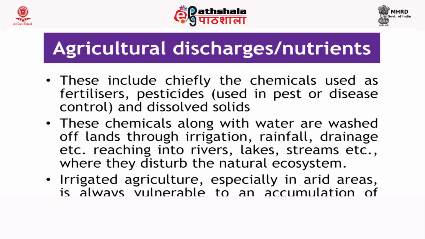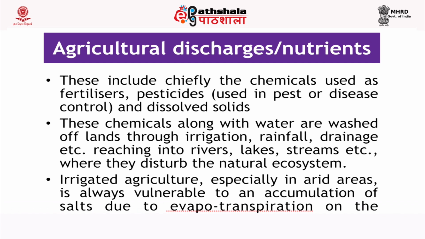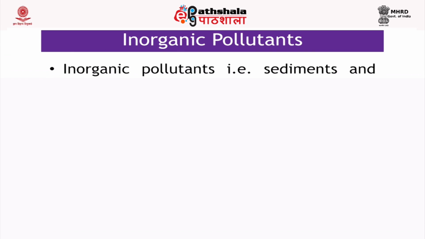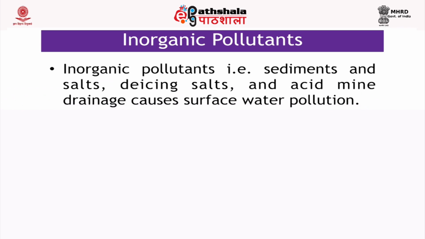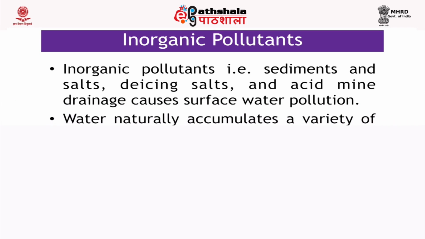Irrigated agriculture, especially in arid areas, is always vulnerable to accumulation of salt due to evapotranspiration on the cropland, and this increases the salinity of the soil that affects crop production. The inorganic pollutants include sediments and salt, de-icing salt and acid mine drainage, which cause surface water pollution.